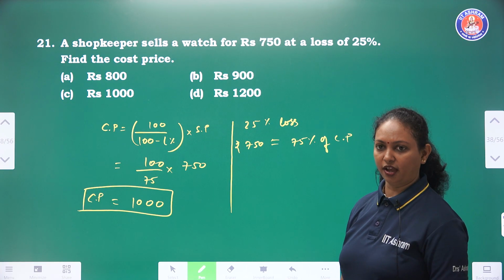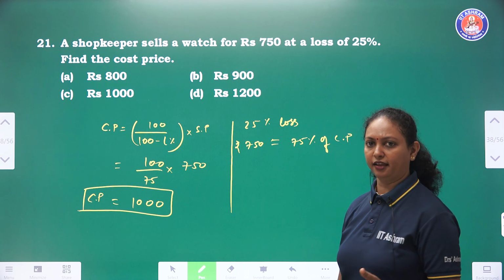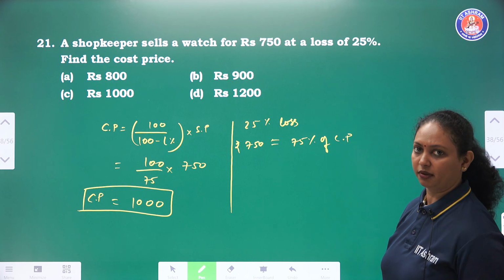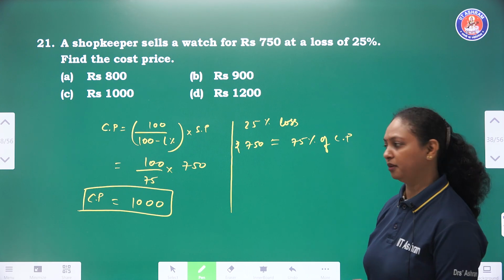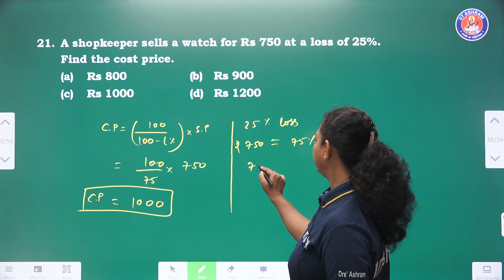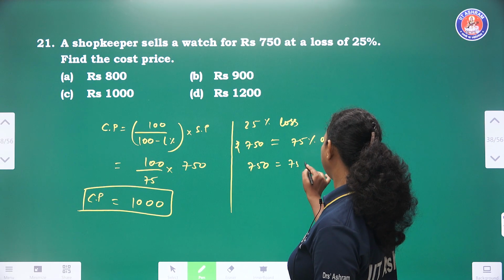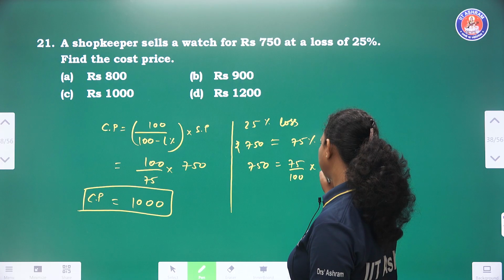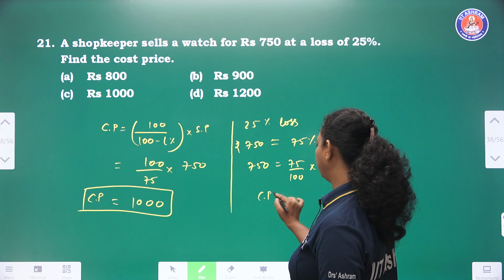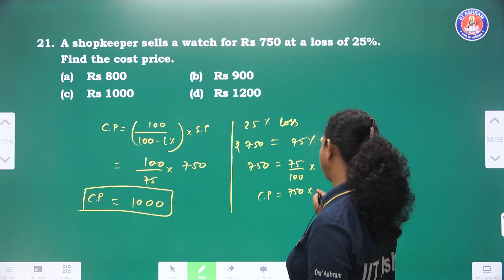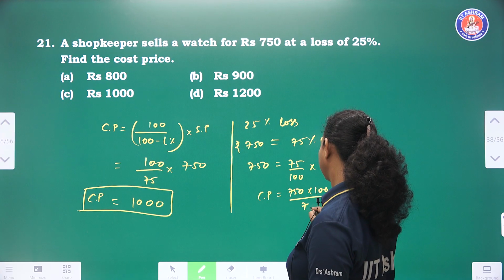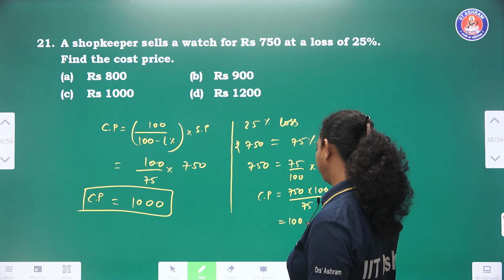20% लॉस हो रहा है, इट मीन्स दैट जो भी मिल रहा है वो कॉस्ट प्राइस के कितने परसेंटेज के बराबर है? 75. और मिल कितना रहा है हमें 750. सो सिंपली वी विल राइट 750 इज इक्वल टू 75 अपॉन 100 ऑफ CP. सो CP इज इक्वल टू 750 into 100 upon 75. So that is equal to again 1000 rupees.